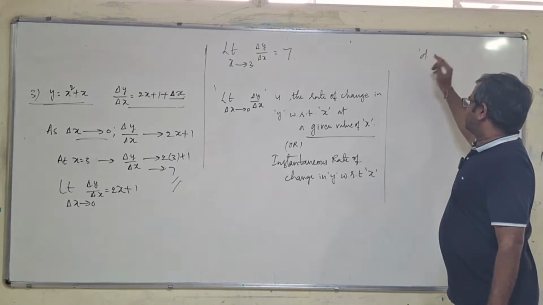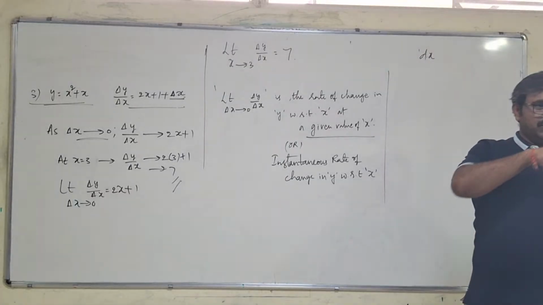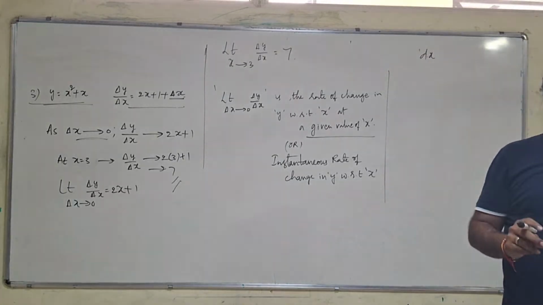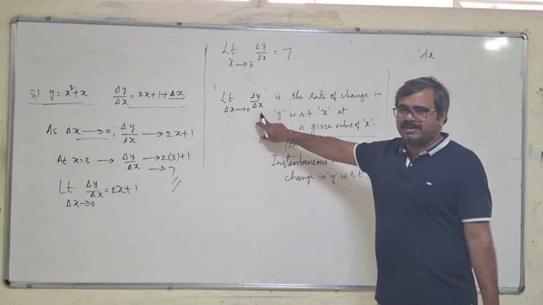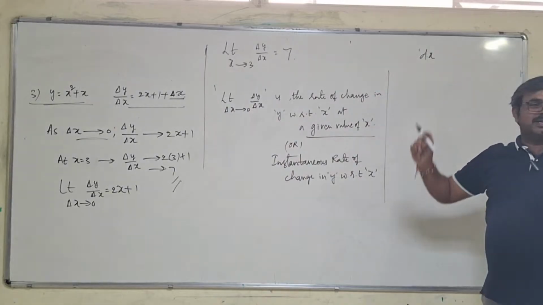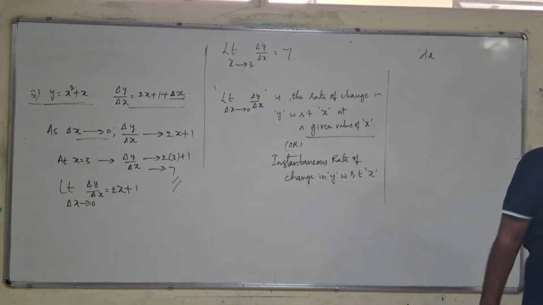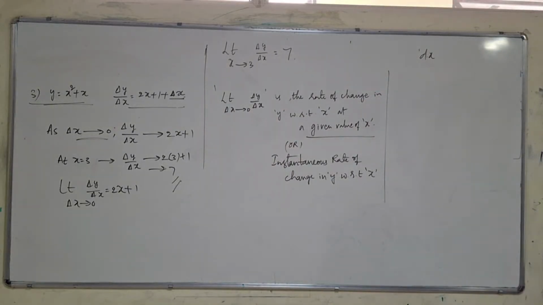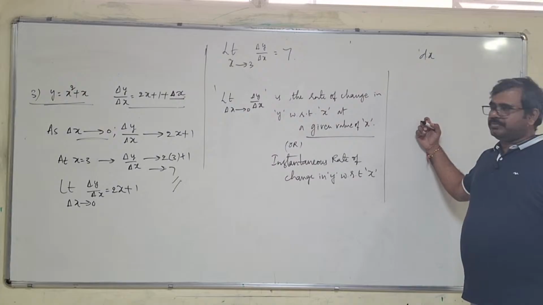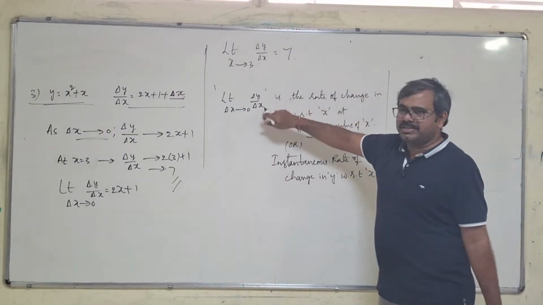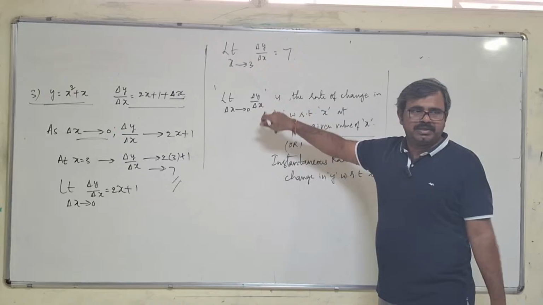If you write dx, what it means is change in x. For change, we already have the symbol delta. Why are we writing d? d indicates small change. dx is small change in x. dy is small change in y. So here we are talking about small changes only, right?